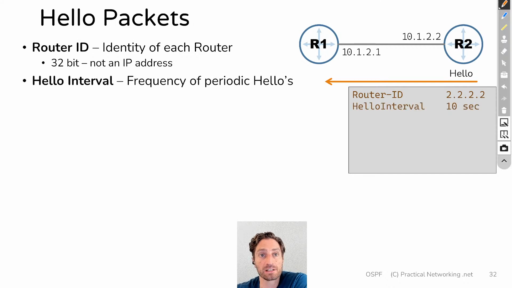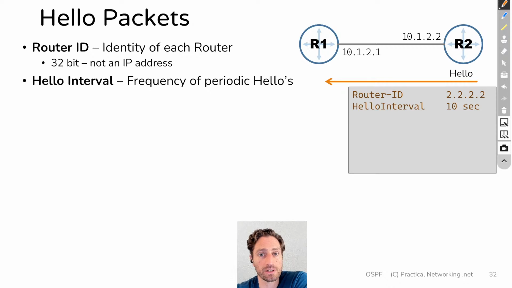The next thing inside a hello packet is the hello interval. We told you earlier that the hello interval is the frequency of those periodic hellos. Most of the time you'll see 10 seconds. On certain types of networks it defaults to 30 seconds, but we'll unpack that in more detail. Either way, when router 2 is sending out a hello packet, it's also saying, by the way, I'm going to be sending these every 10 seconds.